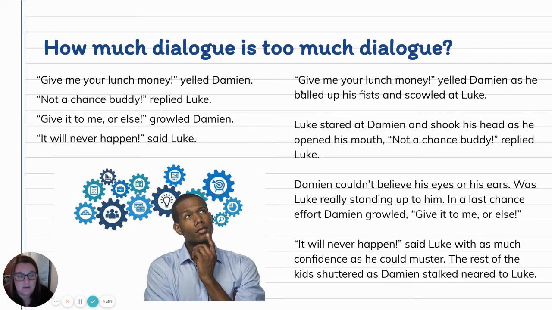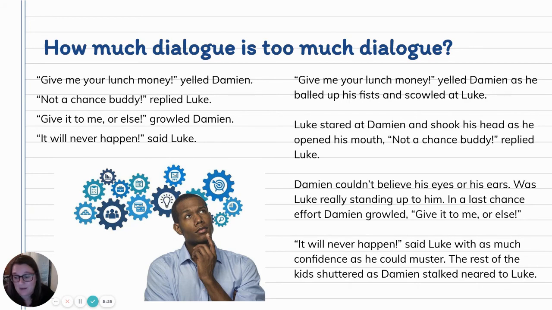Give me your lunch money, yelled Damien as he balled up his fist and scowled at Luke. Luke stared at Damien and shook his head as he opened his mouth. Not a chance, buddy, replied Luke. Damien couldn't believe his eyes or his ears. Was Luke really standing up to him? In a last chance effort, Damien growled, give it to me or else. It will never happen, said Luke, with as much confidence as he could muster. The rest of the kids shuddered as Damien stalked near to Luke.